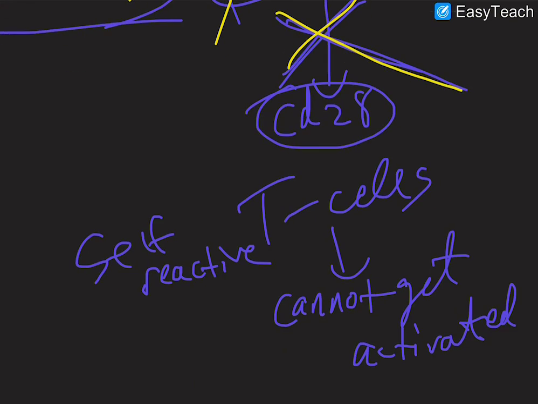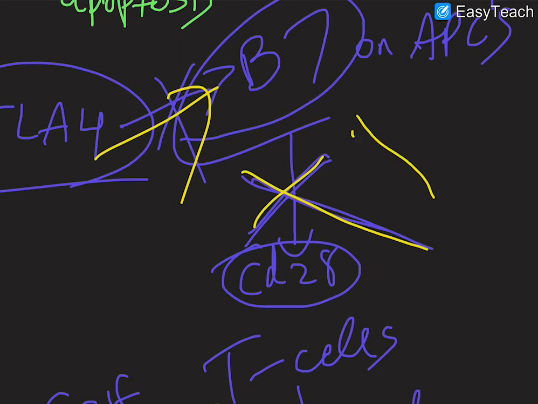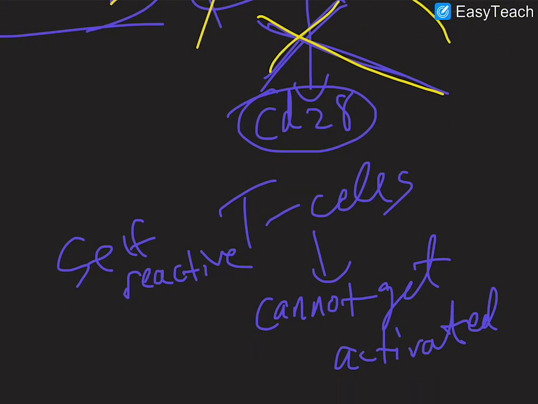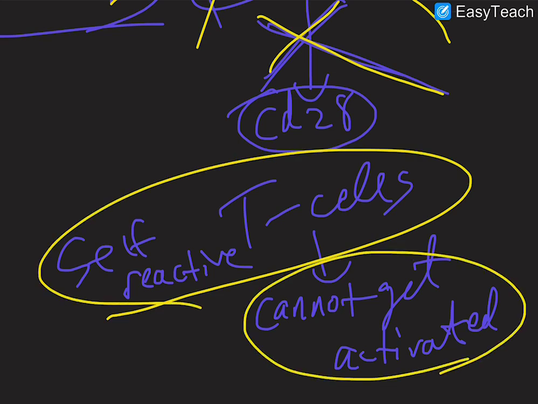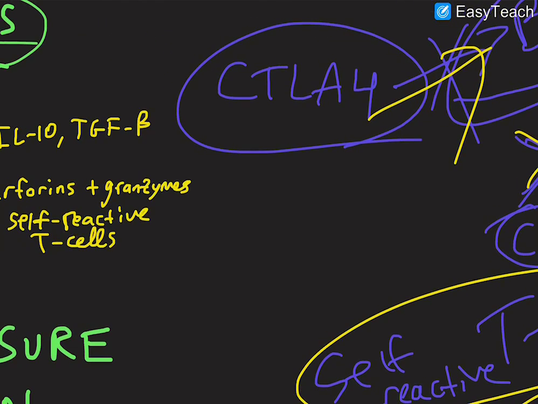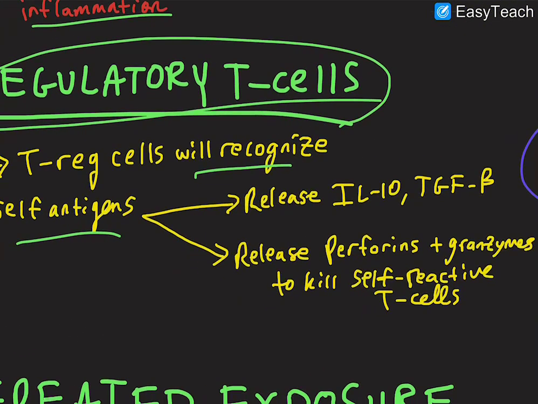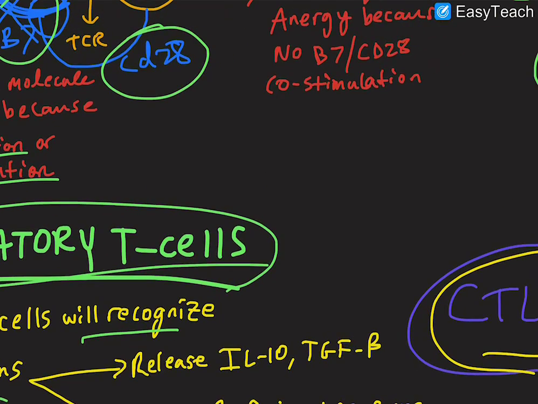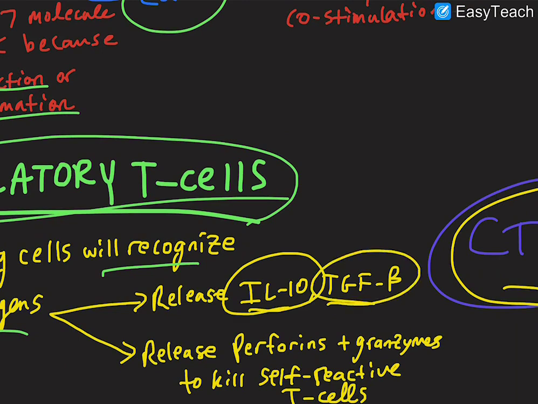If that interaction between CD28 and B7 doesn't happen, we know that's really important for activating T cells. So in this case, if this was a self-reactive T cell, then the self-reactive T cell would not get activated, right? Because no CD28 and B7 interaction would occur due to CTLA4 binding B7. So that's one way. Another way is these regulatory T cells can release IL-10 and TGF beta.